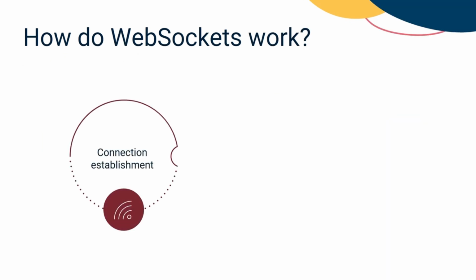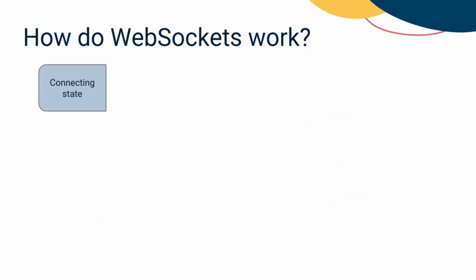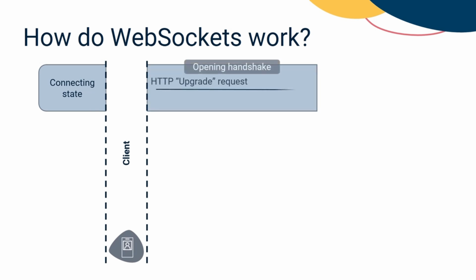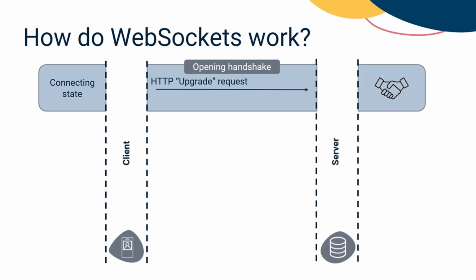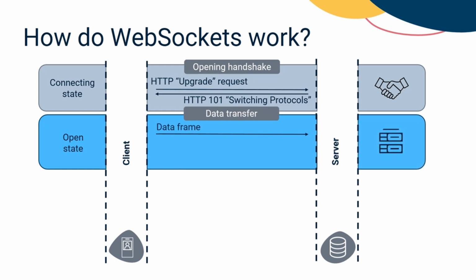Now, let's break down the process to understand how WebSockets operate. It begins with connection establishment, where the client sends an HTTP request to the server. If the server supports WebSockets, it responds by accepting the connection. Once the connection is established, both the client and server can send messages back and forth. These messages can be in text or binary data formats.